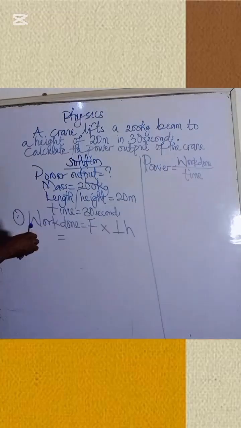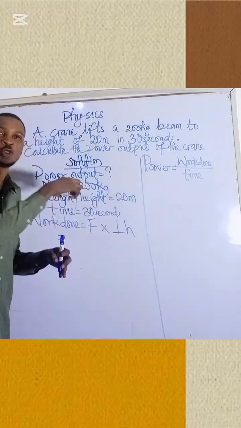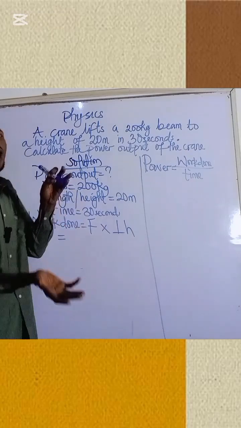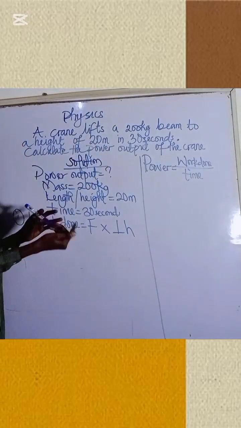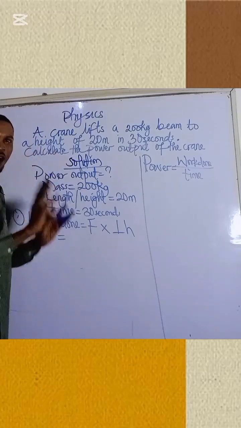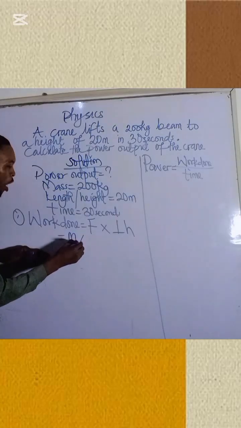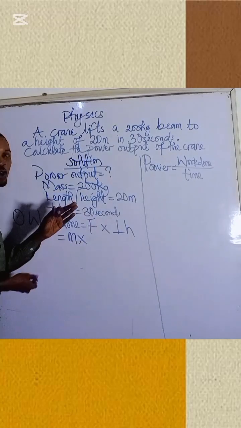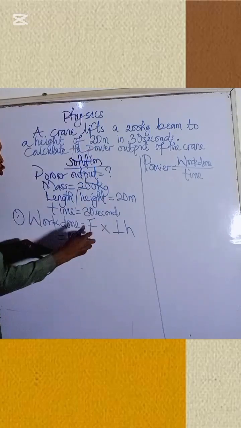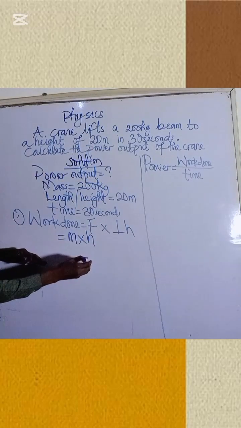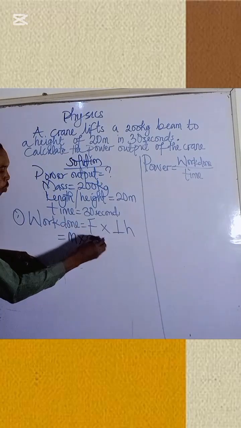Now, if you check the question again, there is no force. Force was not given. And that is another application. Again, that's why I said 99% of students will fail this question, because we have application inside application. All right, so what is force? Force is defined as mass times acceleration if it is a horizontal motion. But if you check this question, this is a vertical motion. So it is mass times acceleration due to gravity, then multiplied by height.